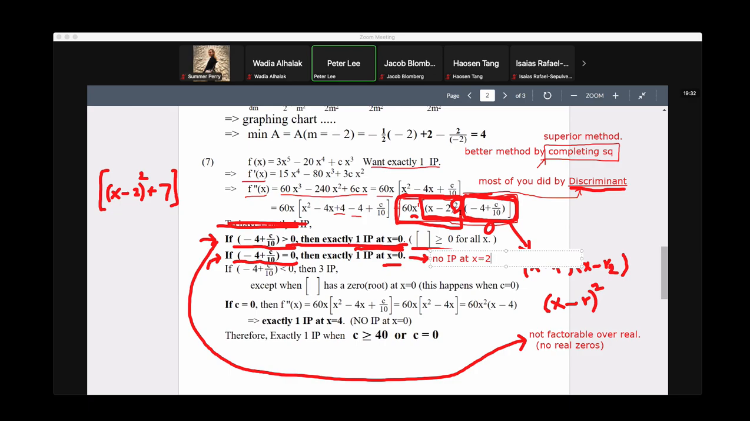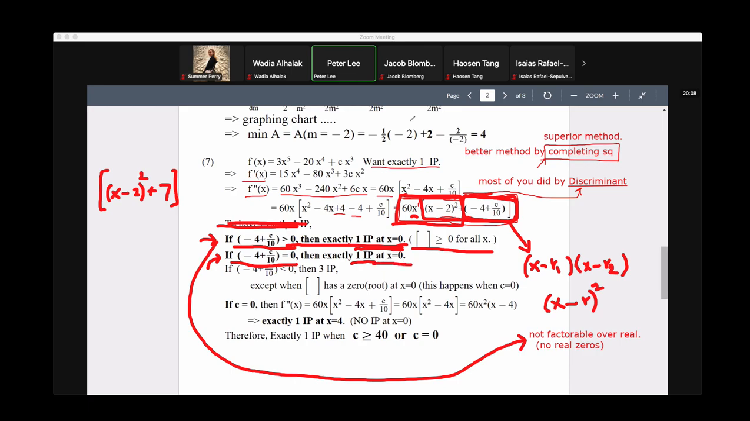No inflection point, so we get exactly one inflection point. So if now minus 4 plus c over 10 equals 0, then what do we get? Basically we get this point right here. We get exactly one inflection point. Again, if this is 0, it's easy to see. That means you get a 0 here, and then you can see the f prime value is right there. And so you get x equals the double root, and you only get one inflection point.